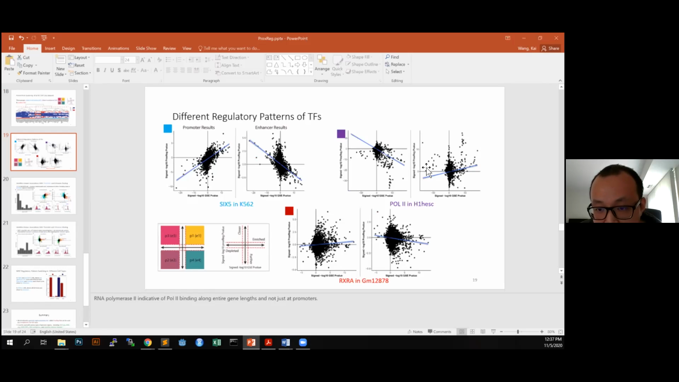How does that fit with 3D proximity? Oh, that's actually a problem, because in this paper we assume that the peak will regulate the nearest genes. That's why we tested the nearest TSS and the nearest enhancer. But we didn't account for any 3D proximities here. I think that's a limitation of this method.